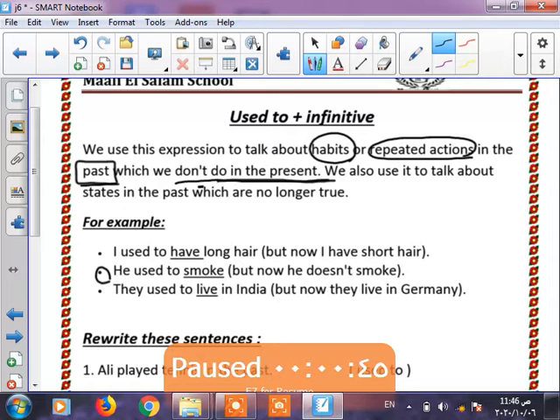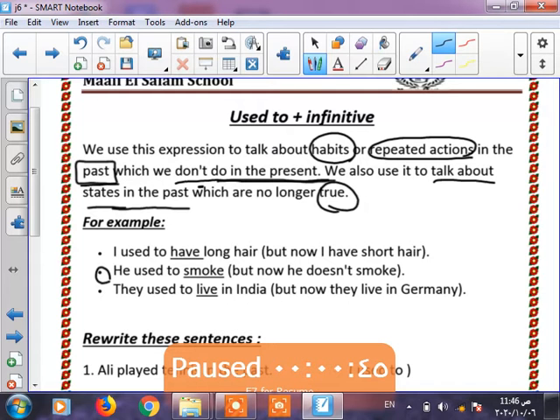When I say, I used to have long hair in the past. So in the past, my hair was long. But now I have short hair. So we have a difference between past and now. In the past, I had long hair. So it means that I used to have long hair. But now I have short hair.